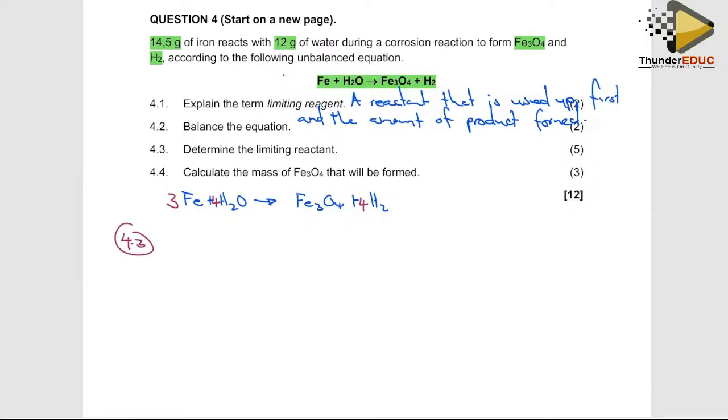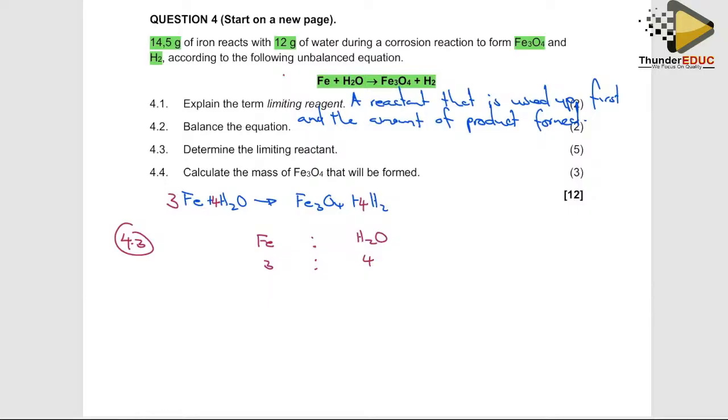4.3 says determine the limiting reactant. So we're asked to determine the limiting reactant. For us to determine the limiting reactant, according to the balanced equation, step number 1 is to use the mole ratio. So it's Fe in terms of H2O, these are my reactants. According to the balanced equation, it means it's 3:4. So I'm having a value of 3:4.